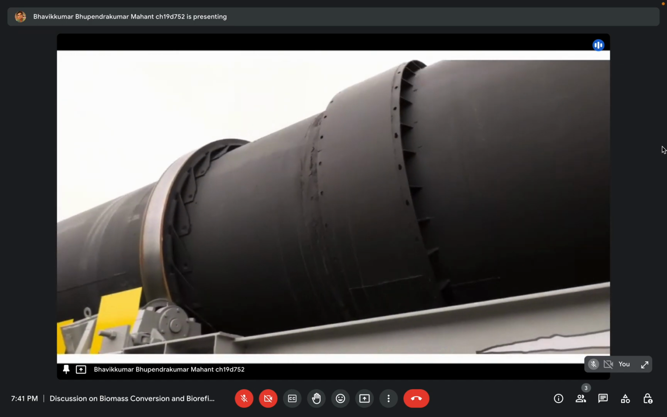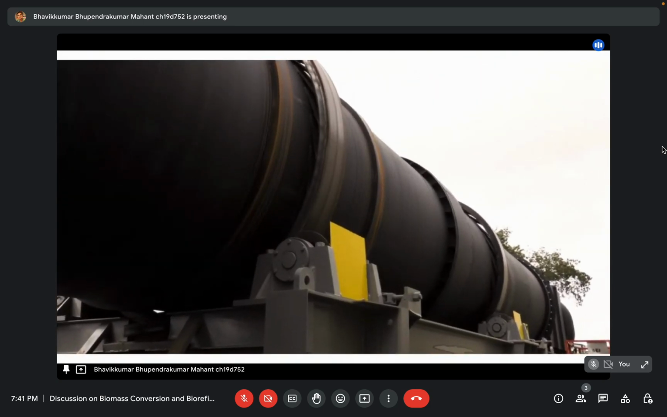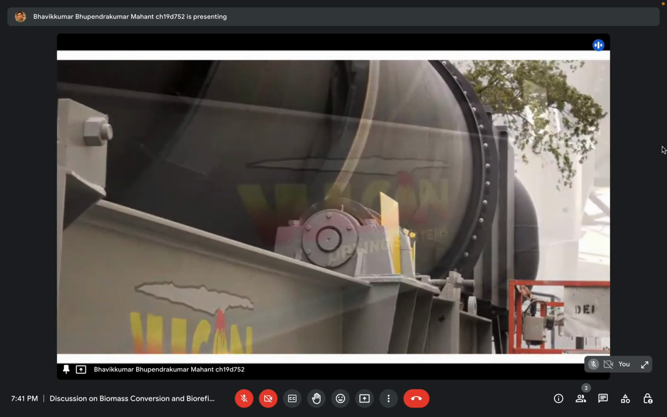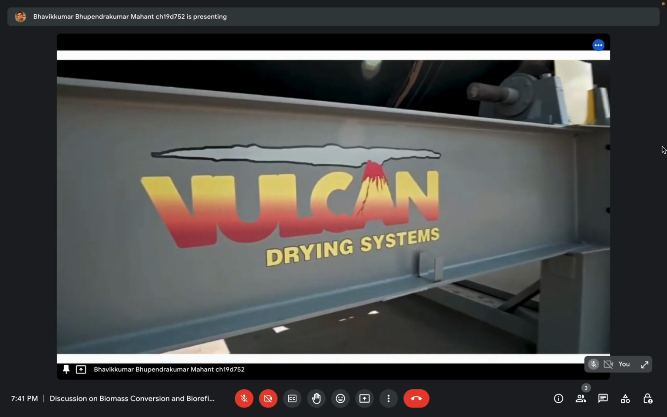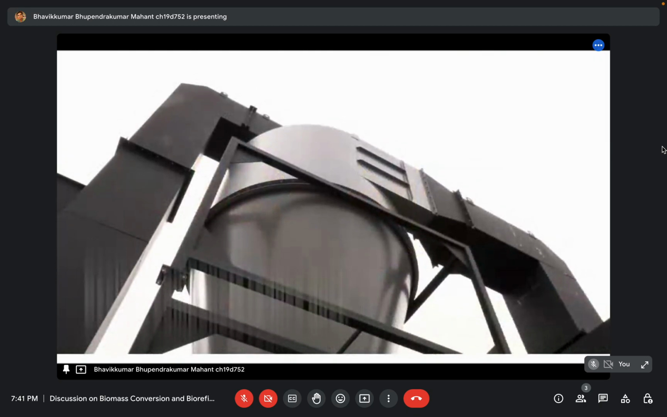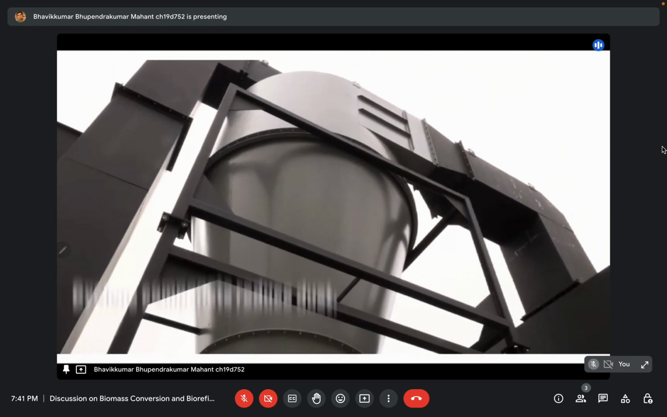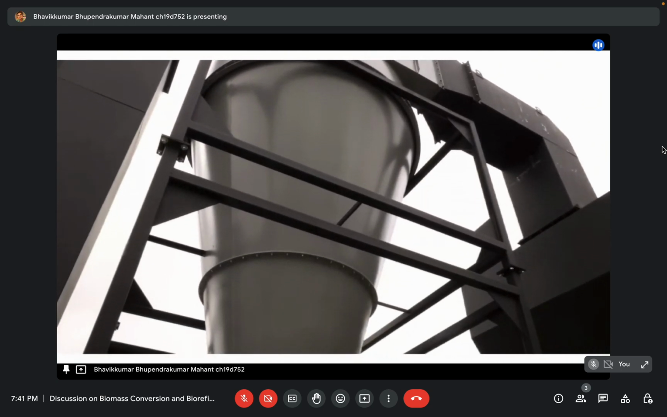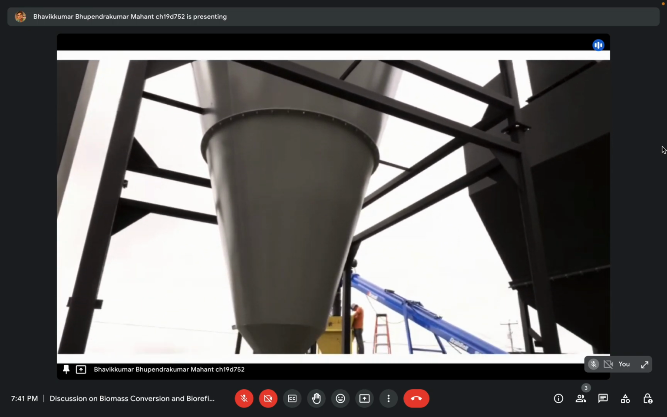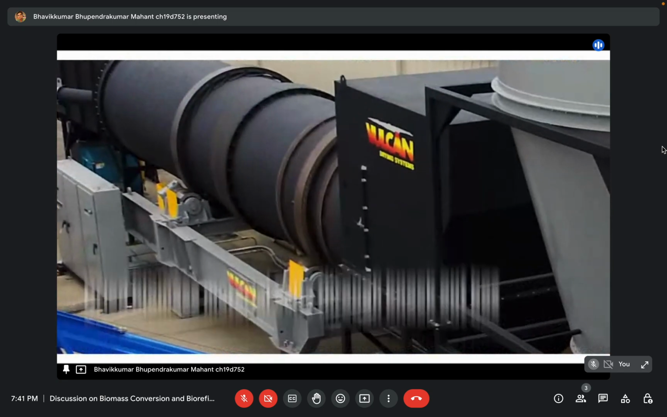Once it goes inside, they supply the steam inside it. And why is it rotating? Once it is rotating, each and every part of the biomass is exposed to the hot air or steam, and then it can easily dry. After that, once the product is dried, it comes to the cyclone separator, because after drying you need to remove some unwanted material. So you can see the dimensions there.